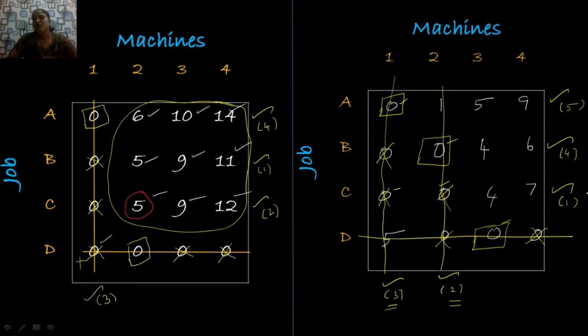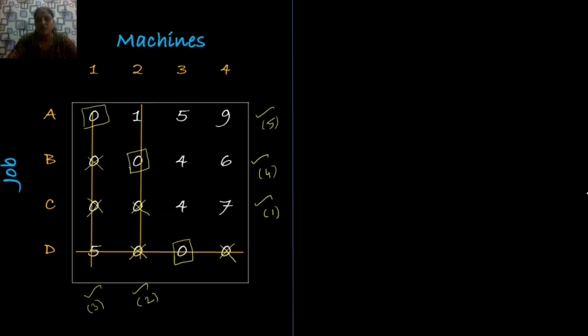Now you have to choose the minimum element. Let me show this clearly to you now. So now we have to choose the minimum element from all uncovered elements. These are all the elements which are not covered by any of the straight lines. Among these, you have to choose the minimum element, and the minimum element is 4.